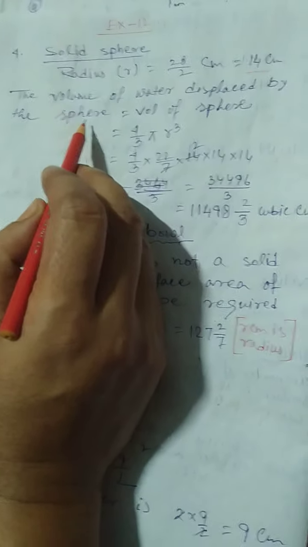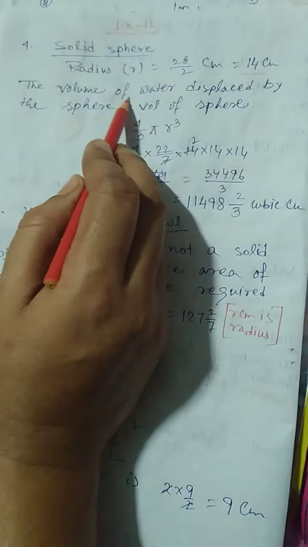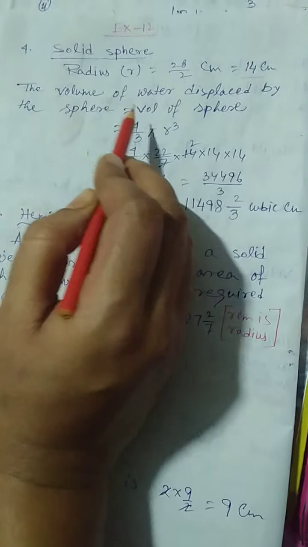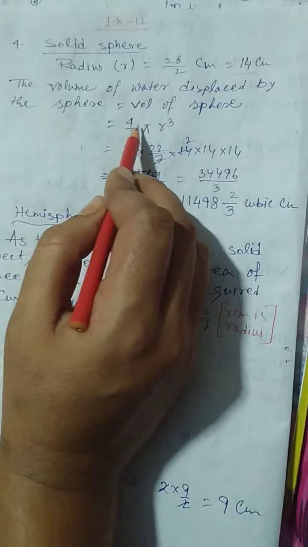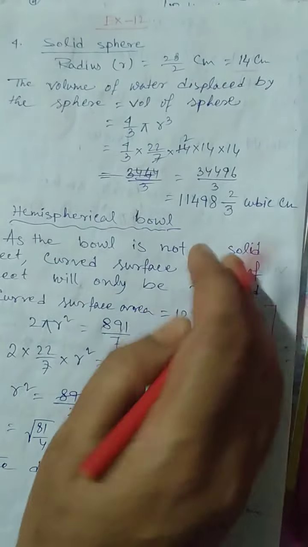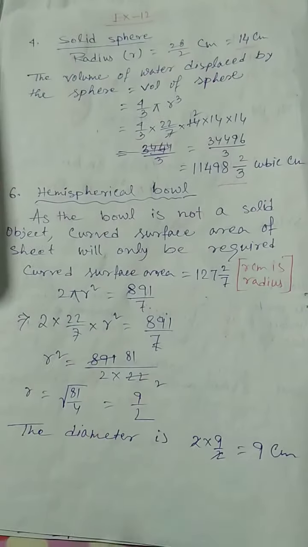So by Archimedes' law, we know that the volume of the water displaced by the sphere equals the volume of the sphere. So volume of the sphere is 4 by 3 pi r cube. So the answer will be this. Next, sum number 6.